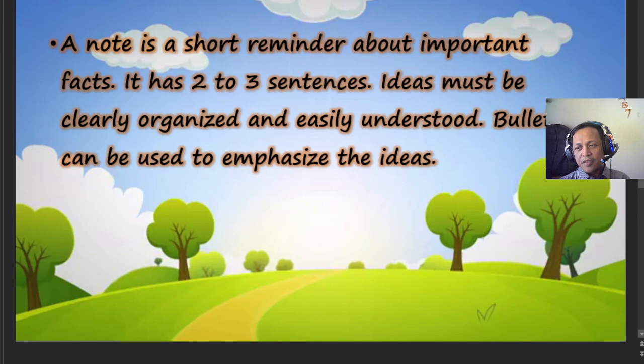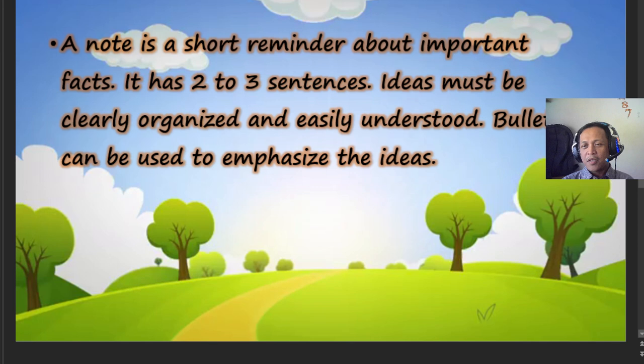Now, a note is a simple reminder, no? And that contains realistic facts. And it is short. That's why it is a note, no? A short reminder, and it only contains 2 to 3 sentences.